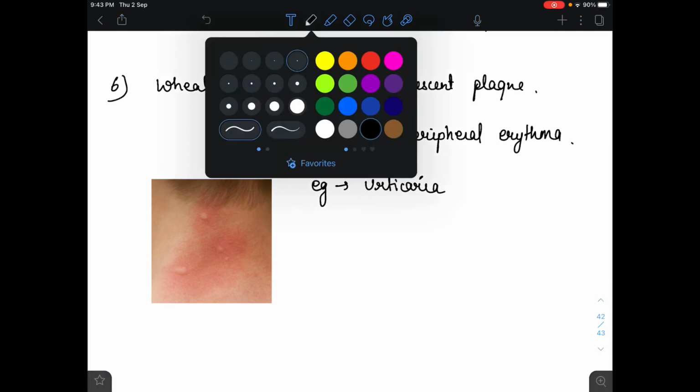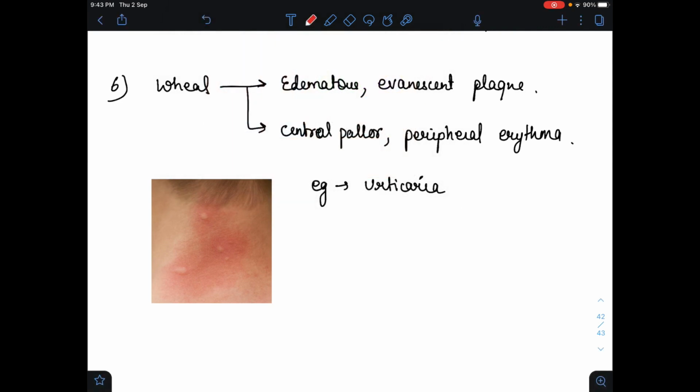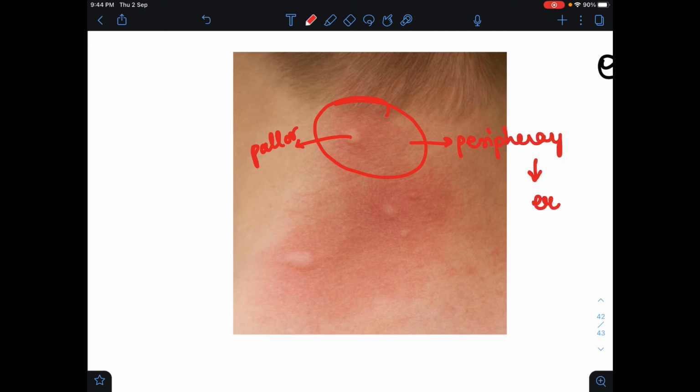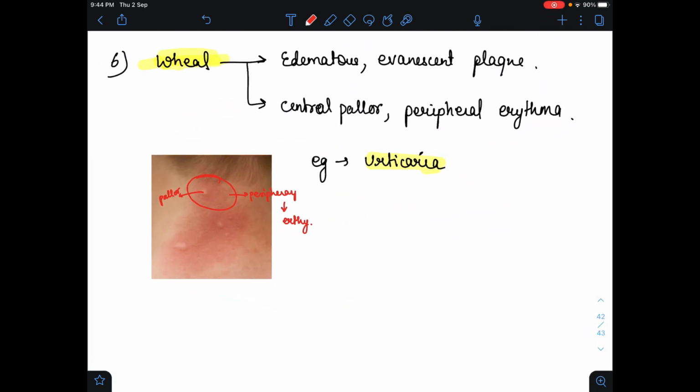We also have another definition for wheal. A wheal is an itchy, edematous and erythematous evanescent plaque which comes again and also disappears. So in the wheal, the example is urticaria. As we see here, the central area is paler, while the periphery is erythematous. So this is the sixth type of the primary lesion, the wheal. So this is all about the primary lesions.